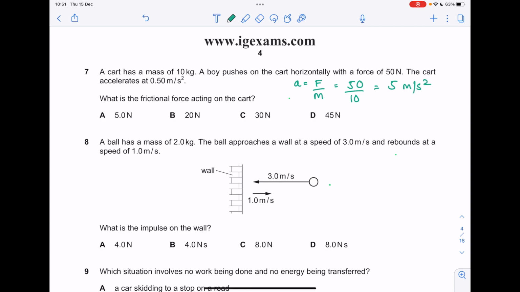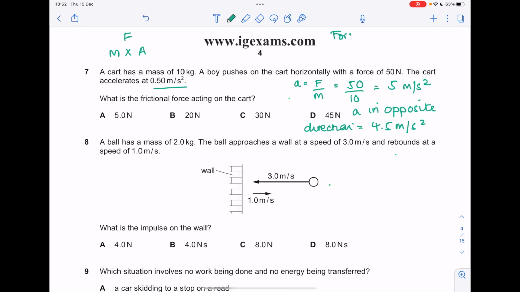We've been told that the cart accelerates at 0.5 meters per second squared, and we know that the frictional force will be acting in the opposite direction, so we can therefore work out the acceleration in the opposite direction, which is the difference between the acceleration we calculated and the one they've given us, which is 4.5 meters per second squared. And then lastly, to find that force is mass times acceleration. We know the mass was 10. The acceleration we've just worked out is 4.5. So our answer is 45 newtons.